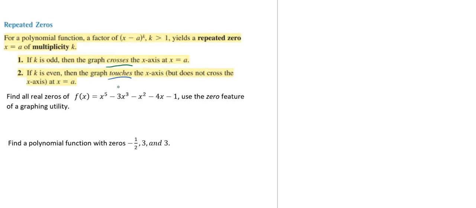So we're going to do an example of this, where we're going to find all the real zeros of f of x equals x to the fifth minus 3x to the third minus x squared minus 4x minus 1. And we're going to use the zero feature on our graphing utility to do that.